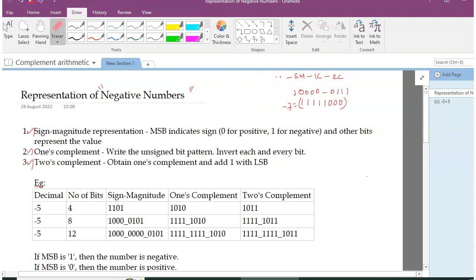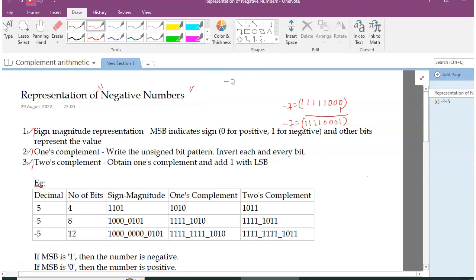So this is the 1's complement representation of -7. How to obtain 2's complement? To obtain 2's complement, obtain 1's complement and then add a 1. The answer will be 1 1 1 1 0 0 0 1. This is the 2's complement representation of minus 7.